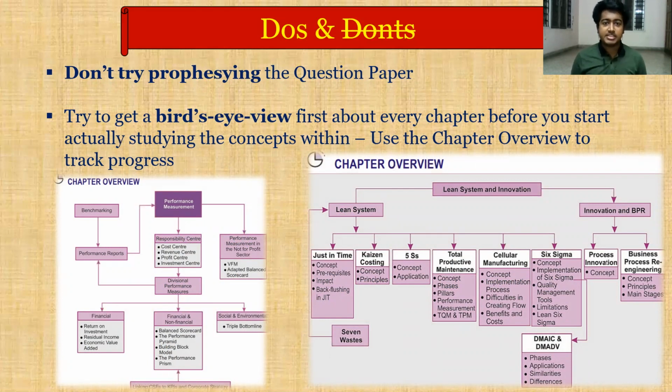Lastly, try to get a bird's eye view about every chapter before you start venturing into it or actually start studying it. Else you'll get lost midway. So you can use the chapter overviews. I've just given a glimpse of it out here. For example, the first one is from the performance measurement chapter, and then next is from the lean system and innovation chapter. So just before you get started with the chapter, first understand what the chapter entails and what it has within. So there is just in time, there is kaizen and costing, there is 5S, there is TPM, cellular manufacturing, Six Sigma, etc. Only when you know the broad-gauged concepts will you be able to keep track of how much you cover within a chapter and the minute concepts or the sub-points within each of these.